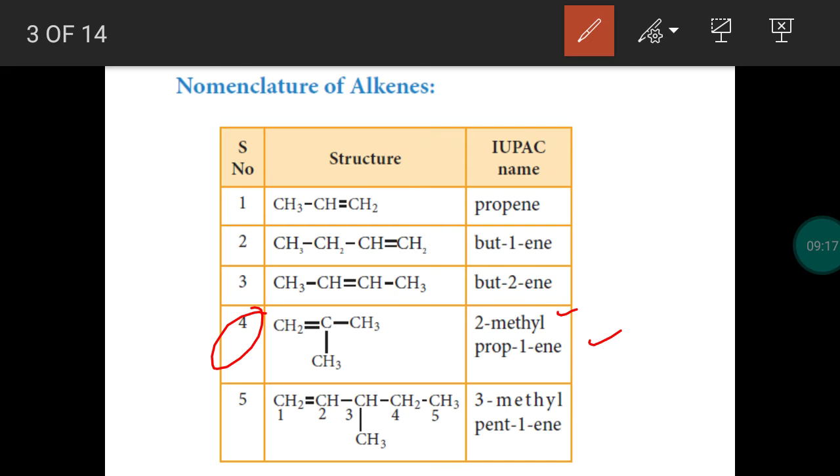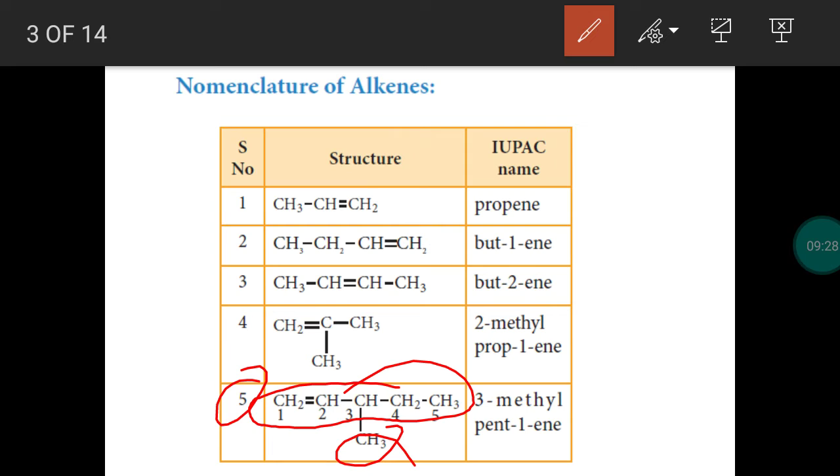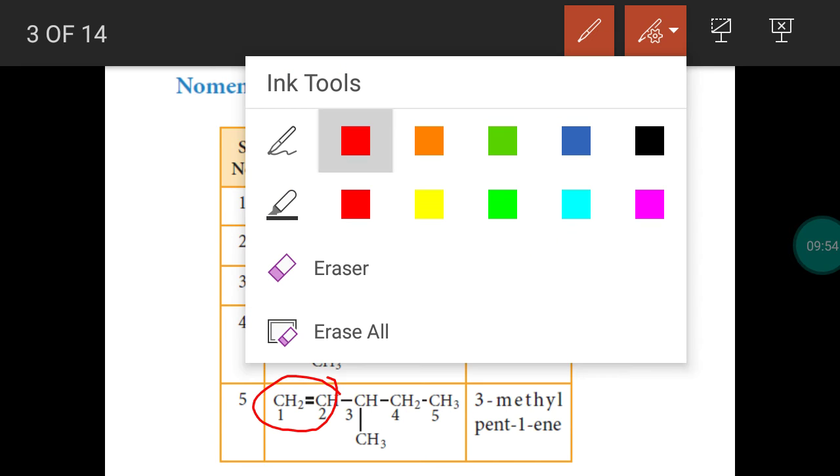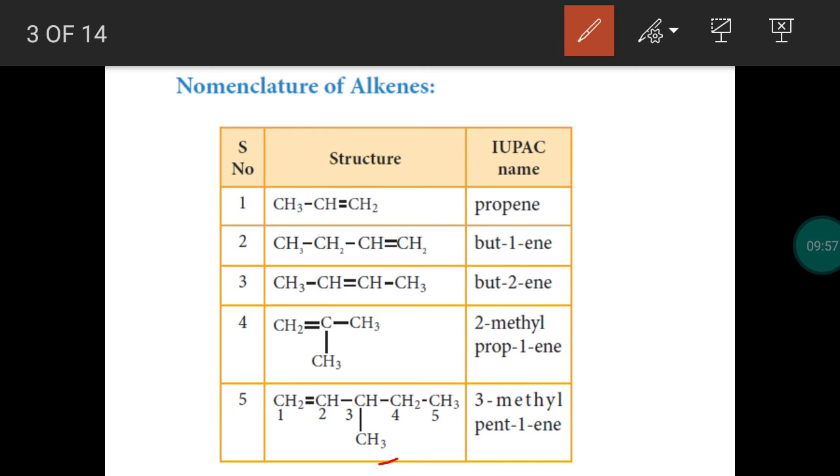We take the fifth example. This is also a branched chain, so we select the longest chain. It contains 5 carbon atoms and we have a substituent or a branch. We have a methyl group which is at the third position. So we give the number from left to right. Why? The double bond is present at the end of the chain, so the carbon attached with the double bond should have the lowest number, so the number is given from left to right. We have a methyl group at the third position.